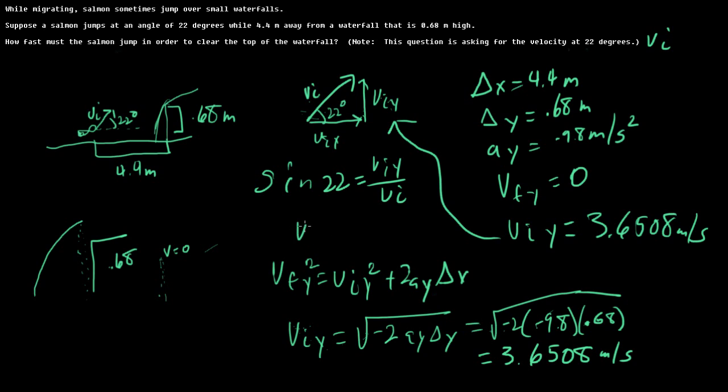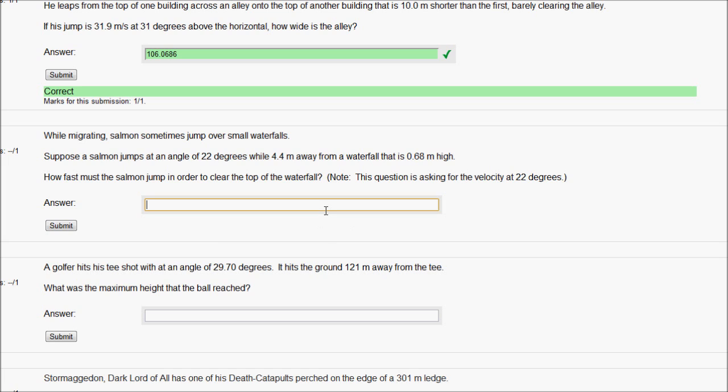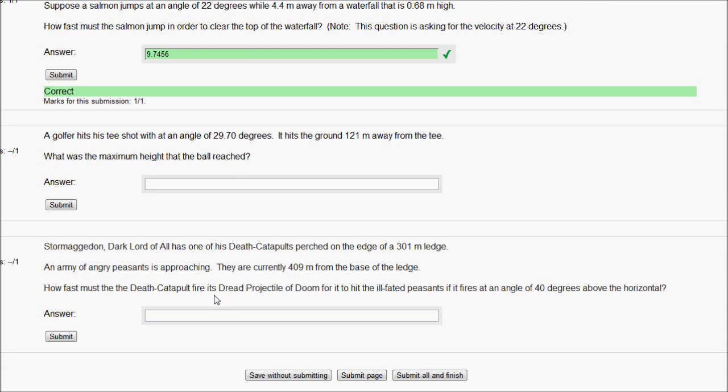We want VI, so rearranging that, we get VI equals VIY divided by sine of 22. So I'm just going to do that. That number divided by sine of 22. So I get about 9.7456 meters per second. Now let's go check it. I got about 9.7456. And we got it.